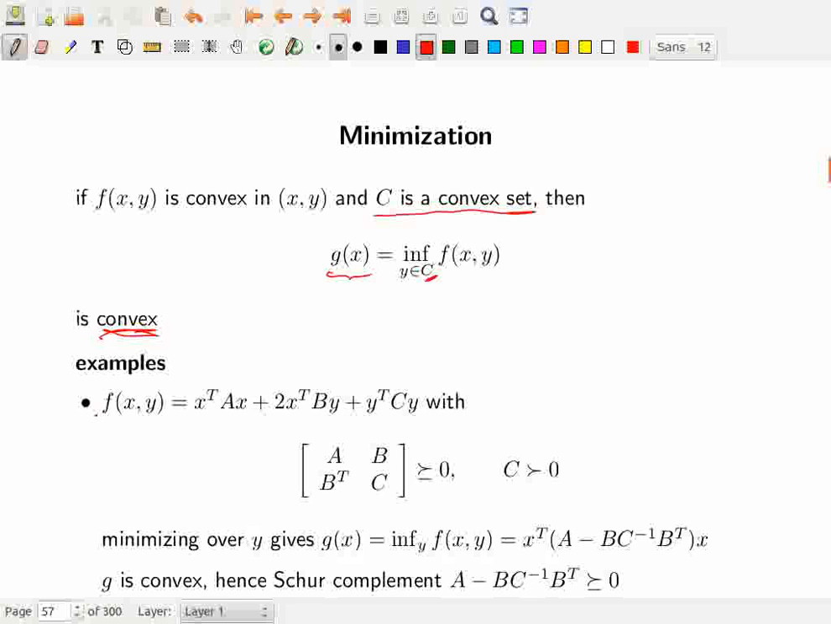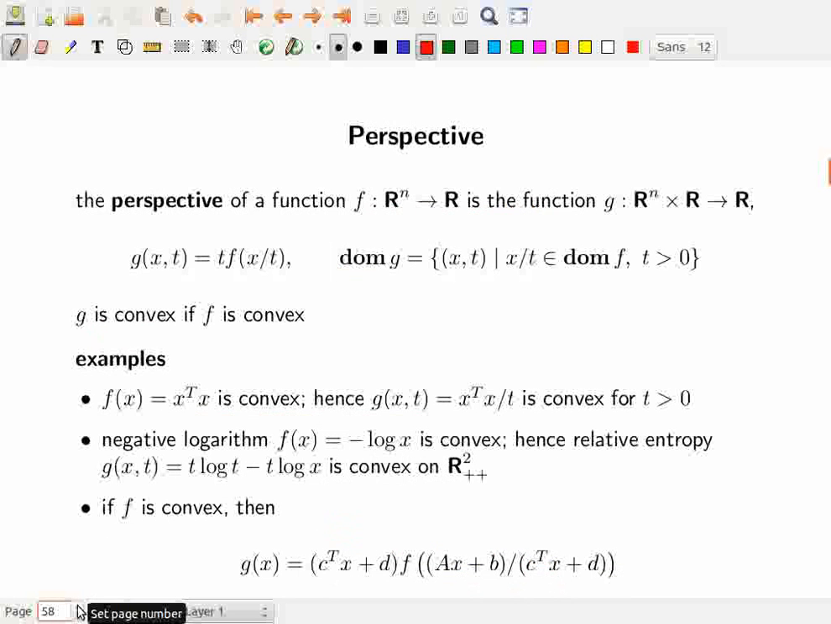As an example, if we define f of x and y as this one, and we have these two conditions here, minimizing over y means we find the minimum of this function, which leads to this term. We know from convexity this is a quadratic term, and for having this function positive we need this matrix to be positive semi-definite.